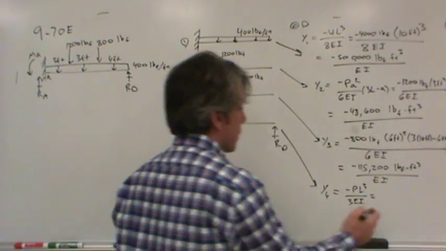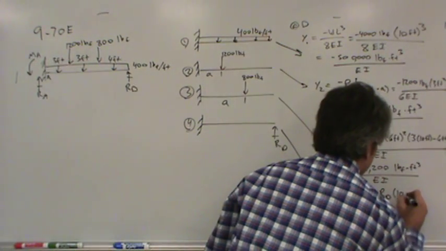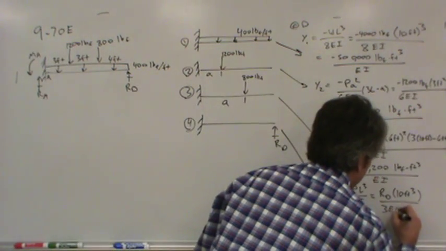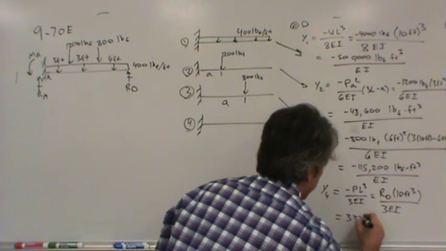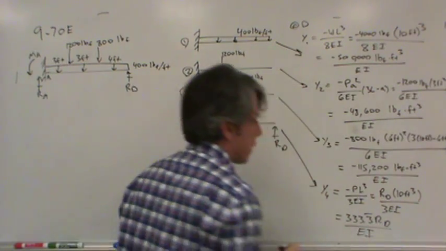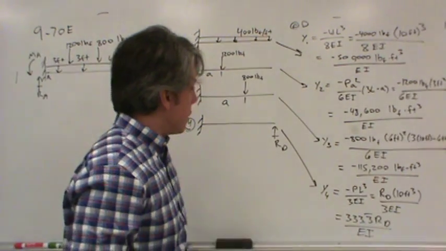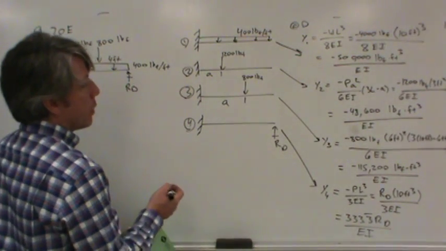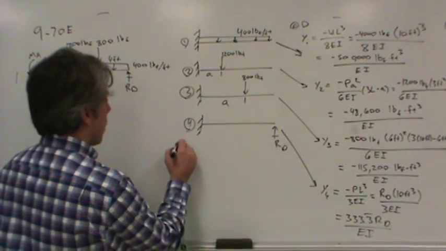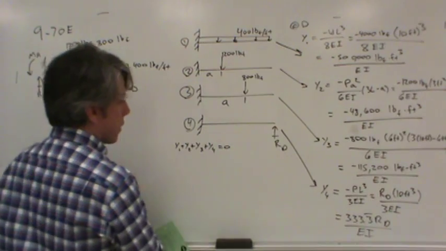So P is going to be R sub D, the reaction at D, multiplied by 10 feet cubed for L cubed over 3 EI. So this is going to come out to 333.3 repeating, R sub D over EI. So that's the deflection at D from each of these cases. Like I said, when we add them up, we should get 0. So let me put them right here. Y1 plus Y2 plus Y3 plus Y4 have to give us 0.